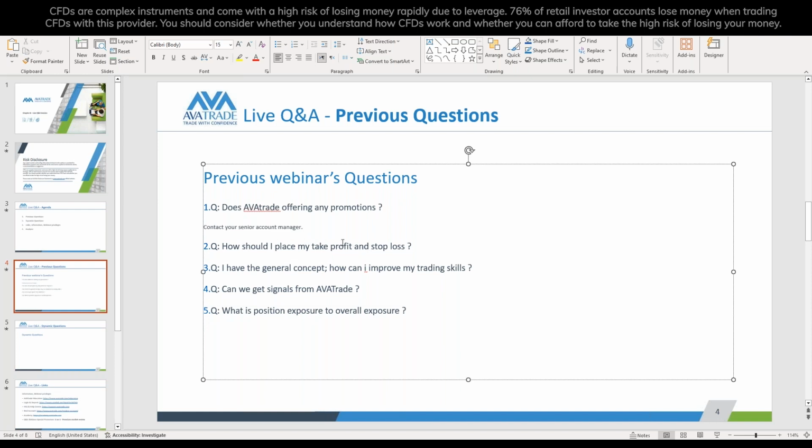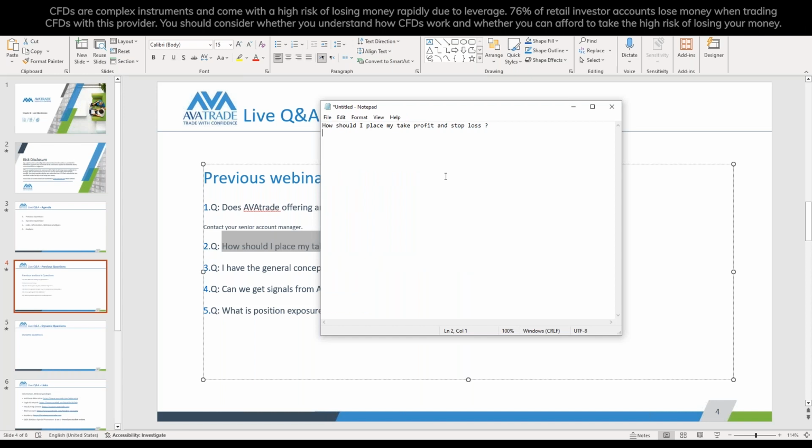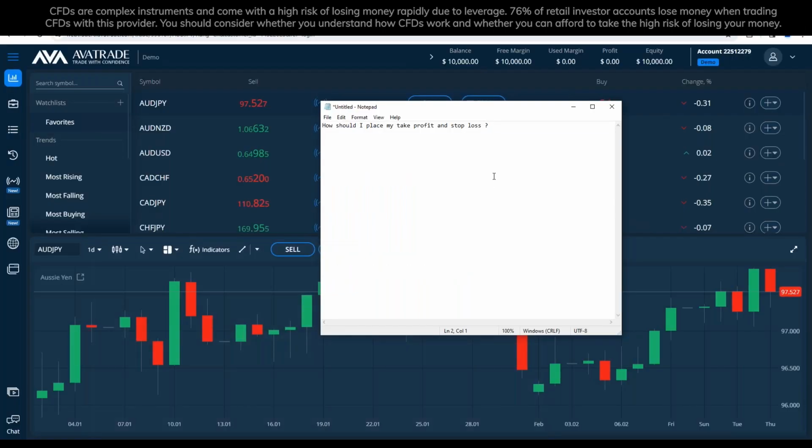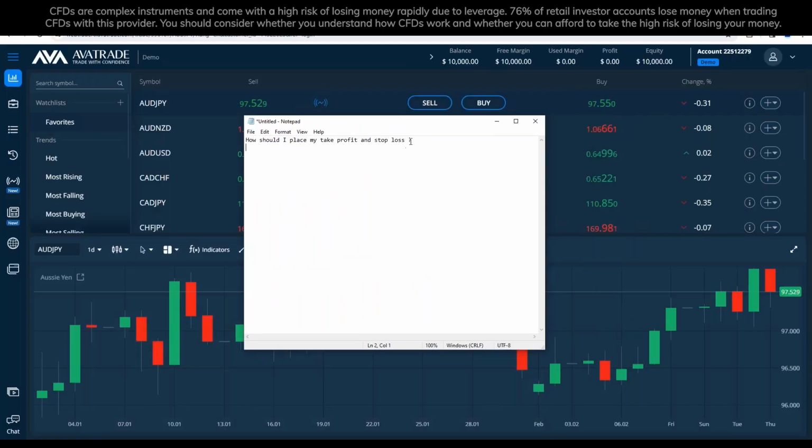Okay, how should I place my take profit and stop loss? That's another very good question. We're going to paste it up here and we will see. First of all, let's understand what take profit and stop loss are before we carry on.